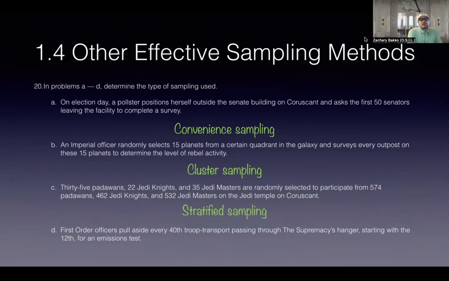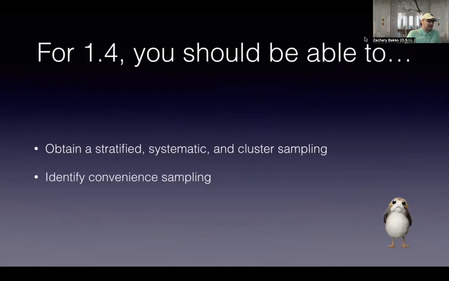And then First Order officers pull aside every 40th troop transport passing through the Supremacy's hangar, starting with the 12th, for an emissions test. So if they're doing every blank, remember every kth or every blank number, that's going to be your systematic sampling. I always like to think of systematic sampling as following a pattern, and patterns are part of a system. So systematic, pattern sampling. Okay, so for 1.4, you should be able to obtain a stratified, systematic, and cluster sample and identify those convenience samples.